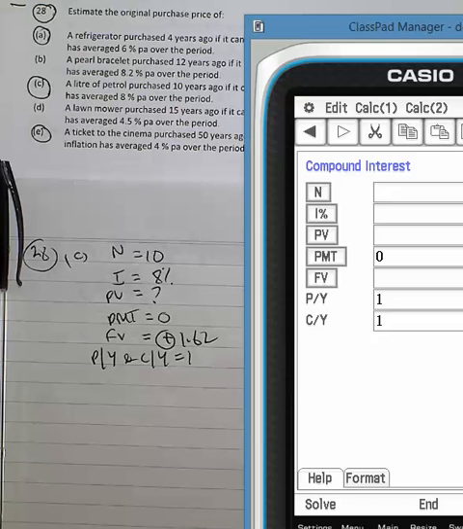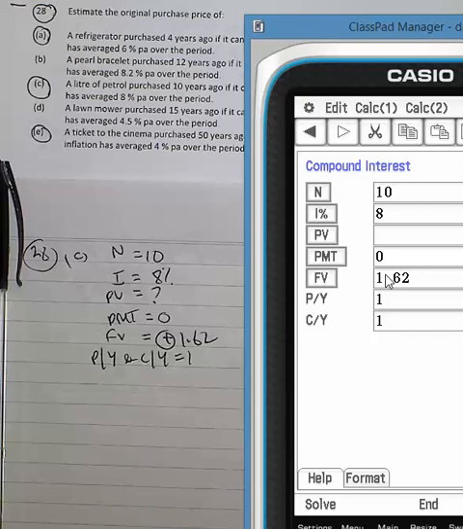Now, in part C, I'd like to show you how to work this on your graphics calculator. I've got the compound interest functionality fired up. It's got 10 years, 8%. Please notice that we write this down as well. The present value, that's what I want to find out. Payment of 0. Now, its current value is $1.62.